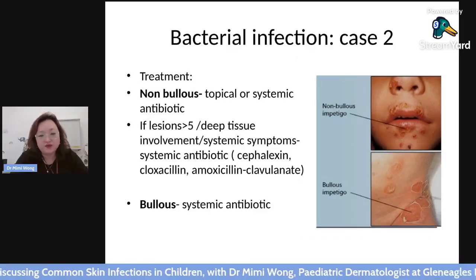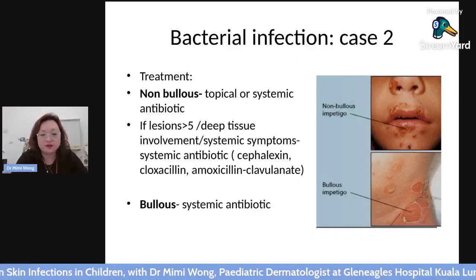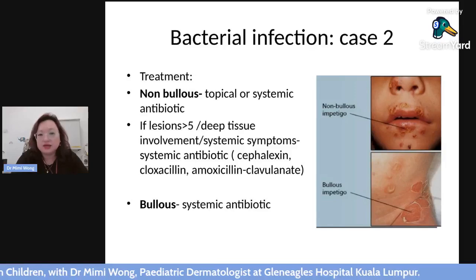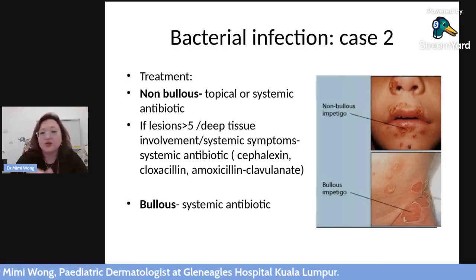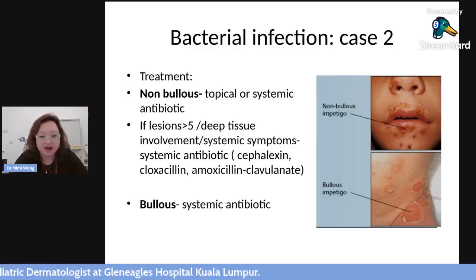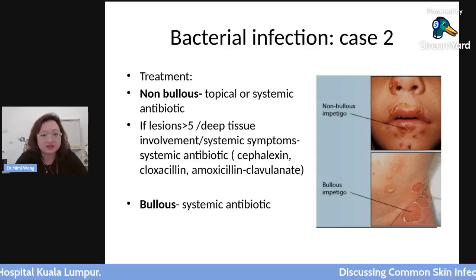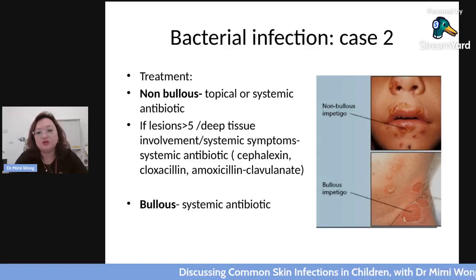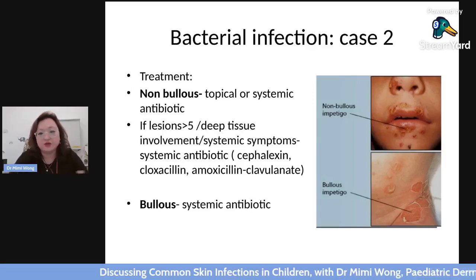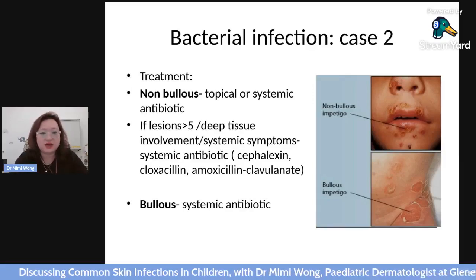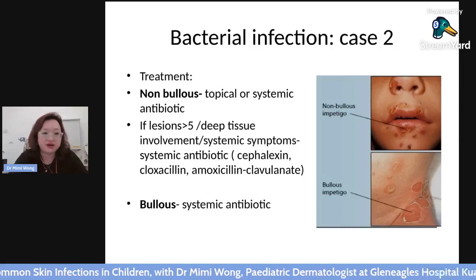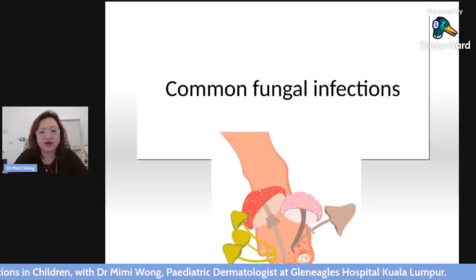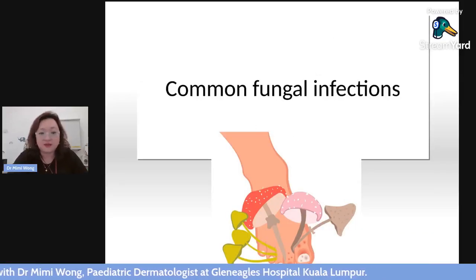So why we need to differentiate is because of the treatment. For the non-bullous type, if it is localized, you can just use topical antibiotics. If the lesions are more widespread and there's some systemic involvement, for instance, the child complains of fever and so on, then you might need to go for systemic antibiotics. For the bullous type, you need to use systemic antibiotics because it can spread like wildfire. Okay. Those are the common bacterial skin infections.